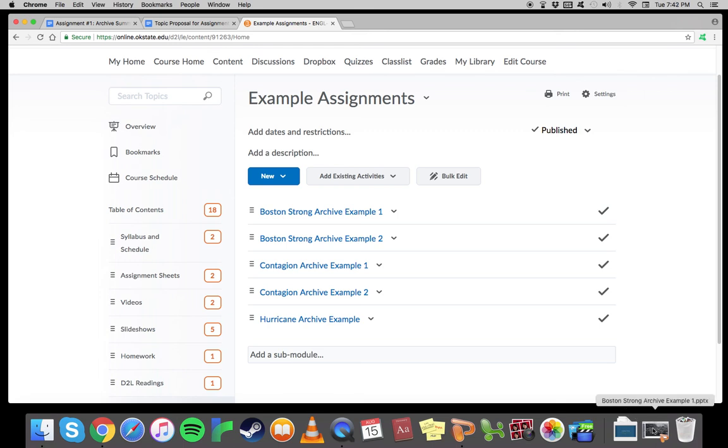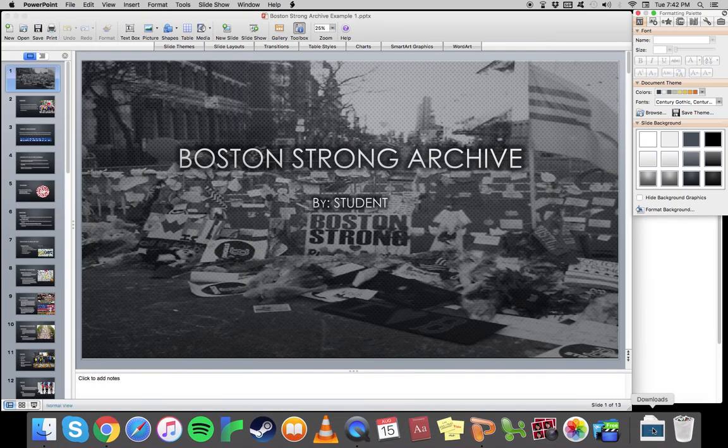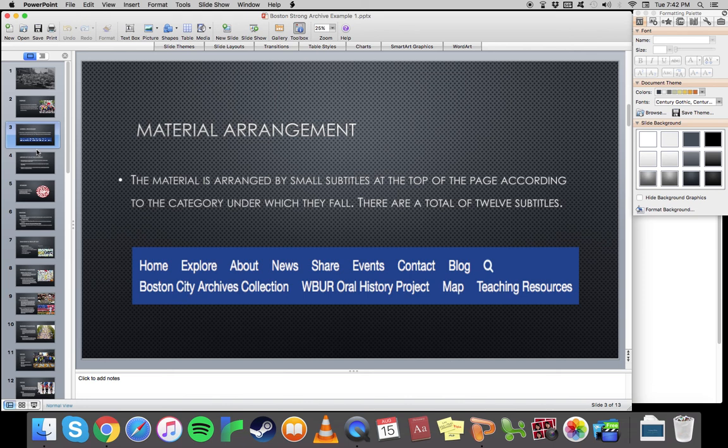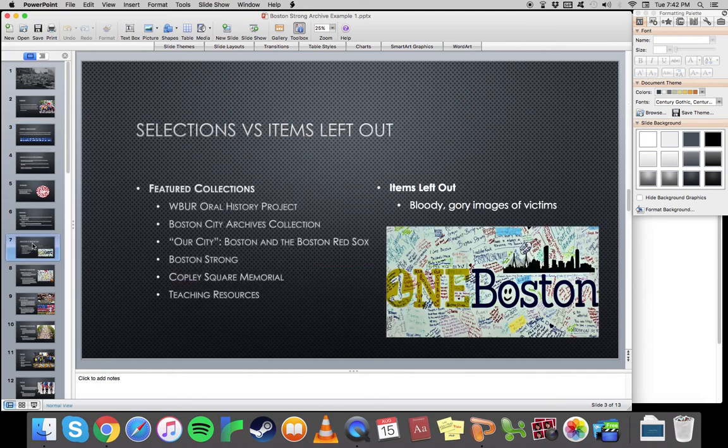And I even pulled up one of the example archives. So here's one of the Boston Strong archives. It's got pictures and a lot of information in which they are going through, looking at the purpose. Why is this archive here? My computer is going to be a little slow. Talk a little bit about how the materials in the archive are arranged. Let's see, what's this slide? Here are the things that have been selected, and here are the things that are left out, okay?